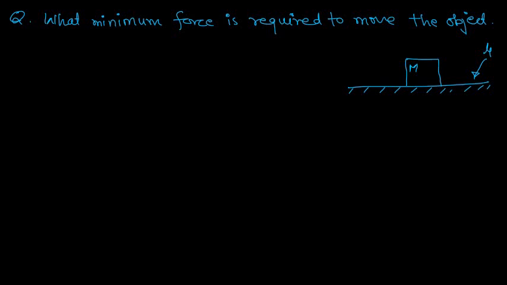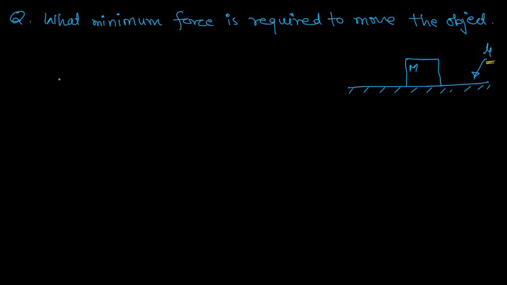So now let's discuss this problem. This is, what minimum force is required to move the object? Okay, so this is simple. There is a horizontal plane which has a static coefficient of friction mu. So it has a static or kinetic friction coefficient mu and mass m. So what is the minimum force that is required to move this object?